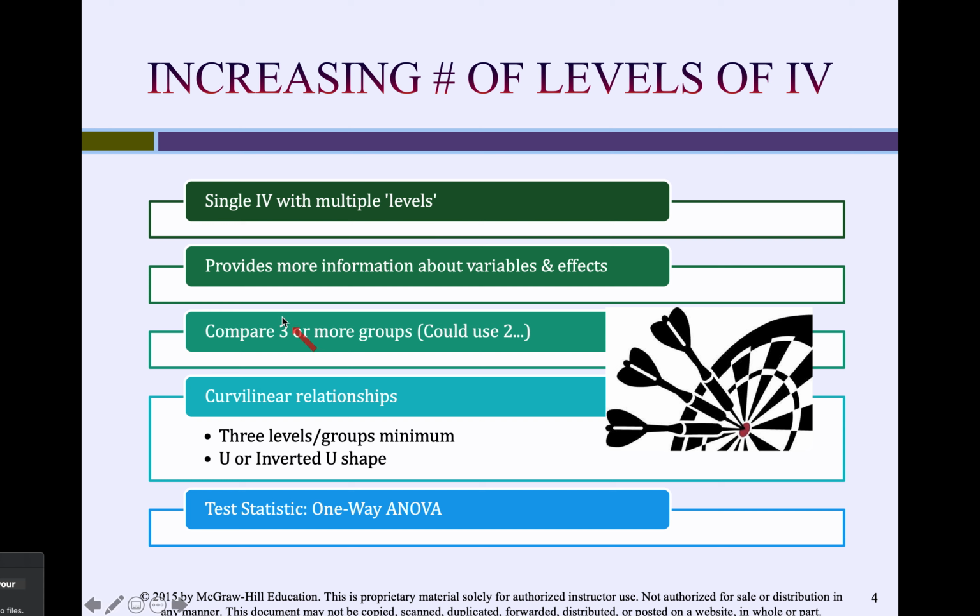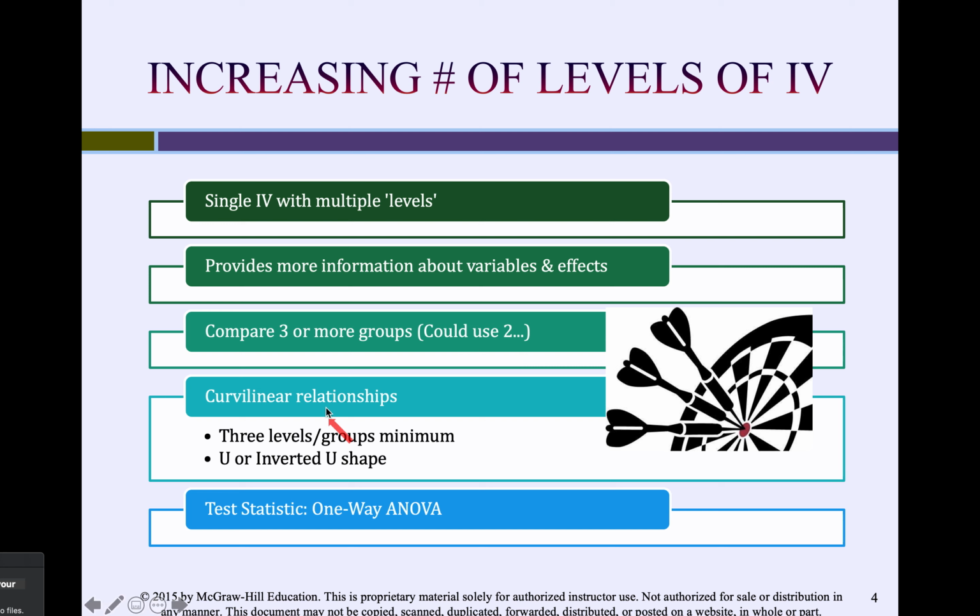Now, when you're increasing the levels of the IV, you want at least 3 or more groups. You could use 2, but then you really don't have anything more than a t-test or just a between groups difference. You can use 2 or more groups, but typically we try to look for 3 or more groups when we start to increase the levels of an independent variable, particularly when we're only using 1. Now, at least at this level of your research experiences.